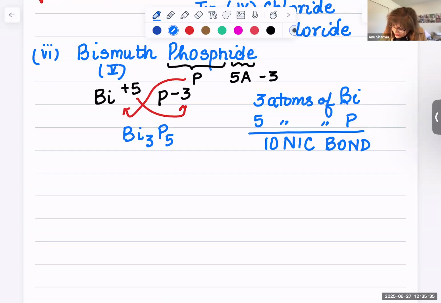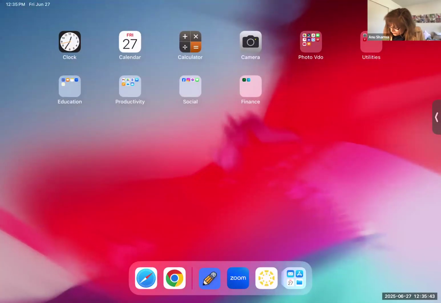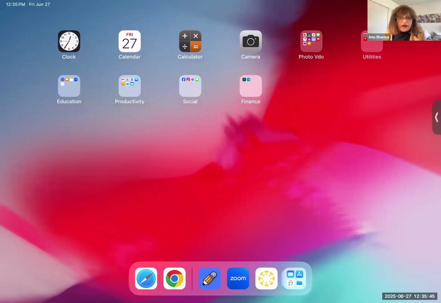Then let's look at now the polyatomic ions. Polyatomic ions, that's the only thing. So you will have the table. See, ideally you have to memorize the polyatomic ions, like chlorate, phosphate, iodate.